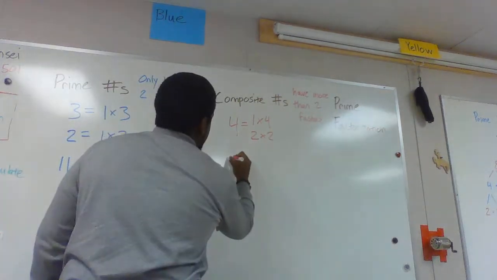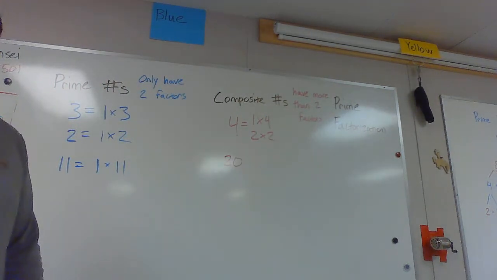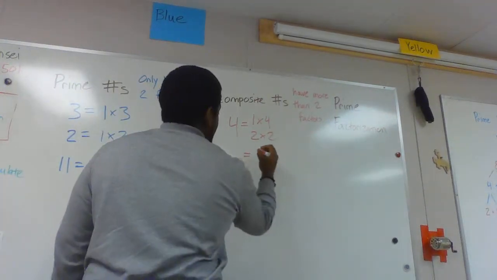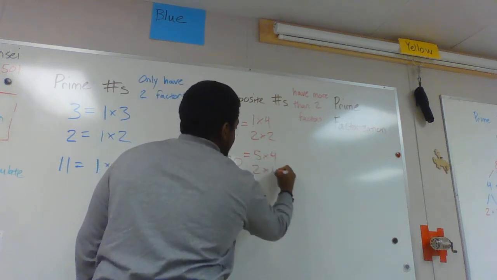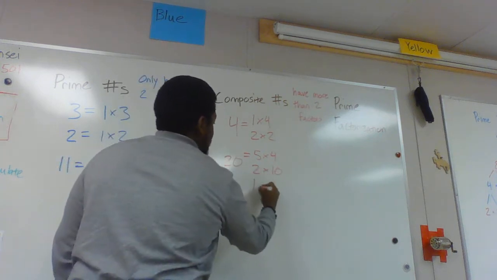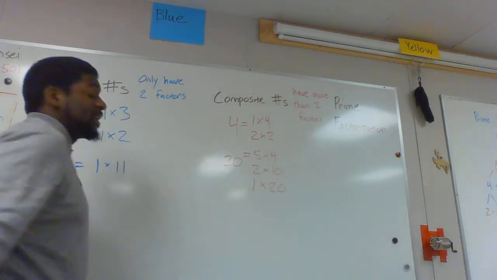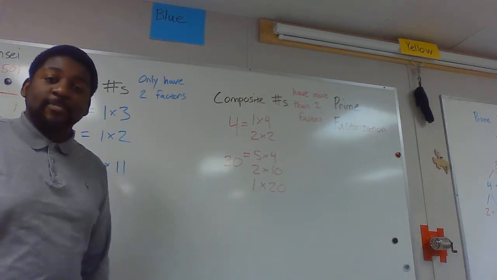Let's try a little bit of a higher number. What if I said 20? Most of you guys are probably thinking, yeah, 20 has a lot of factors, right? 20 could be made by 5 times 4, 2 times 10, and 1 times 20. So 1, 2, 3, 4, 5, 6 different numbers are factors for 20. That's why it's composite.